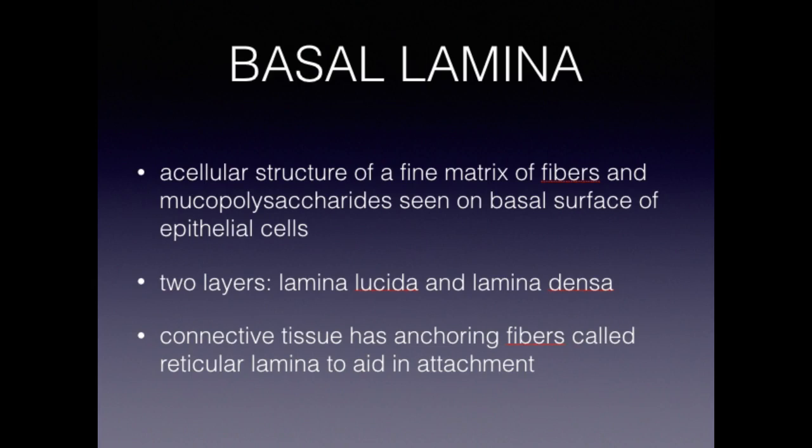And this structure is not oriented in any particular way. There's no cells in it. It's just a fine matrix of fibers. When we look at it under an electron microscope, it's seen as two layers. There's a dark layer and a light layer. So it's been given these two names, lamina lucida, meaning light, and lamina densa, meaning dense.